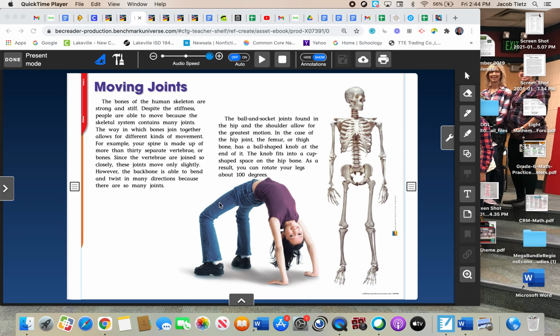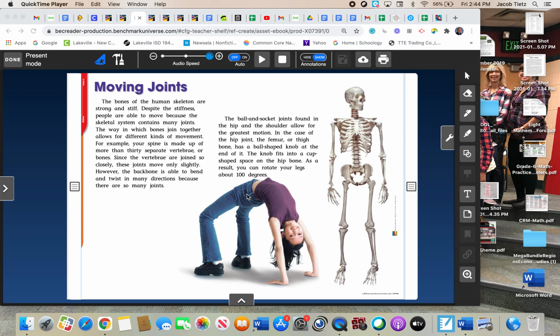This passage is called Moving Joints. What does moving joints mean? Well, they show a girl doing a back walkover or just a bridge, maybe. Is that what it's called? For you gymnasts out there, dancers out there.